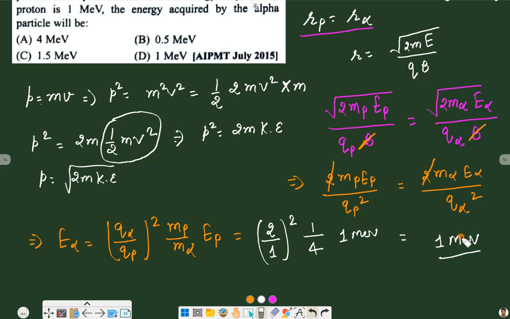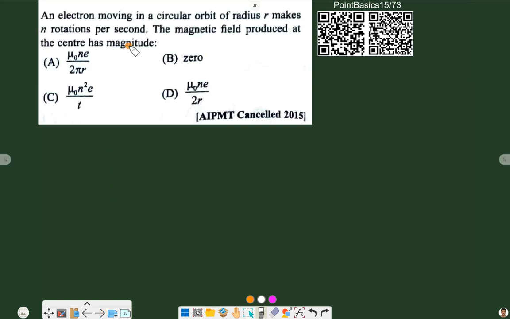Moving to the next one. Electron moving in circular orbit of radius r makes n rotations per second. Magnetic field produced at the center has magnitude? So the electron is making n rotations per second, meaning in a second the amount of charge flowing in the loop will be n times e. This is the amount of charge flowing in the loop in 1 second. So we get the value of charge.